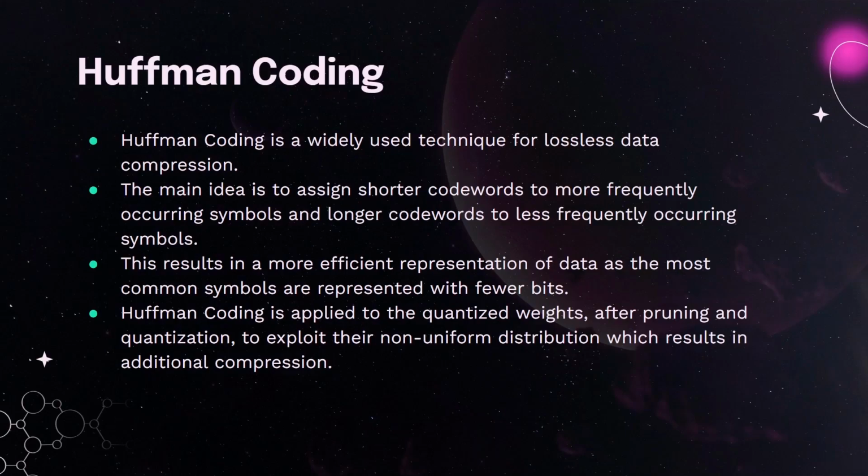Another technique is Huffman coding. Huffman coding is a lossless data compression algorithm that assigns variable length codes to the different symbols in the model, with more frequently occurring symbols being assigned shorter codes. This can significantly reduce the size of the model without sacrificing any information. It is a particularly effective technique for compressing models containing much redundant data, such as natural language processing models and image recognition models.